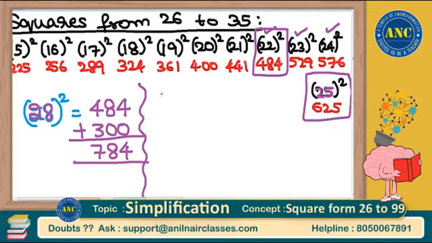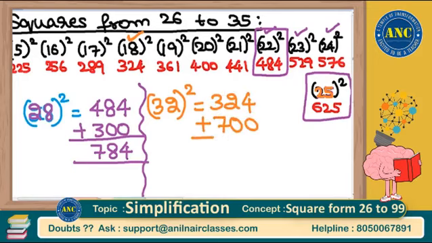Listen carefully, sir. Suppose, for example, I want to find 32 square. Step number 1: 32 and 25 difference is 7. Subtract 7 from 25. 25 minus 7 is 18. 18 square is 324. Because you went back 7 units, add 700. As simple as it can be. Answer is 1024.